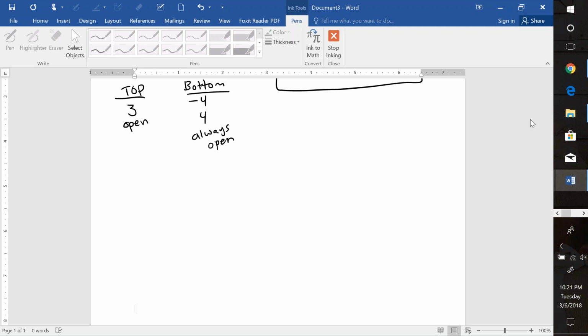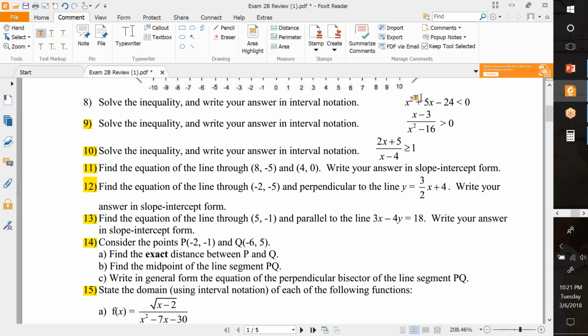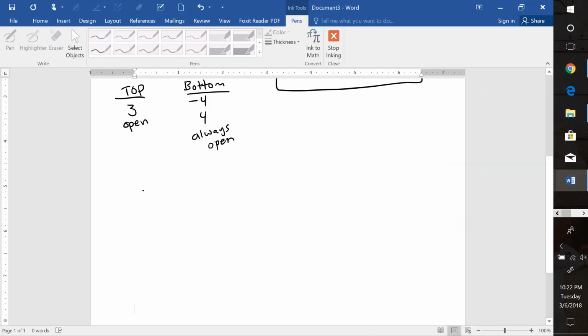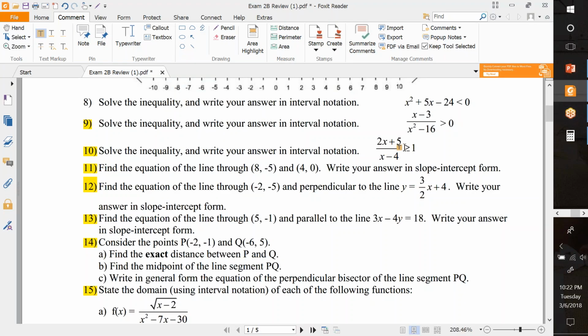So let me look at what that one was. It is 2x plus 5 over x minus 4 greater than or equal to 1. So 2x plus 5 over x minus 4 greater than or equal to 1. Let me double check myself because it will not work out right if you don't copy it right. So it looks like we're good.